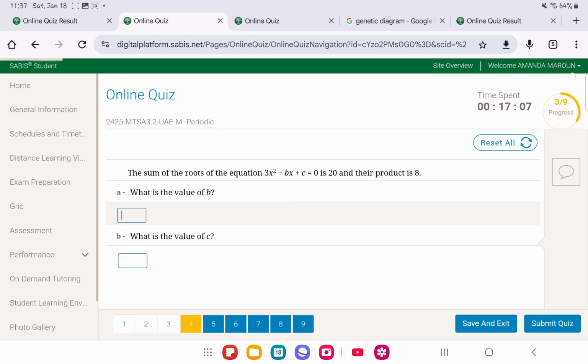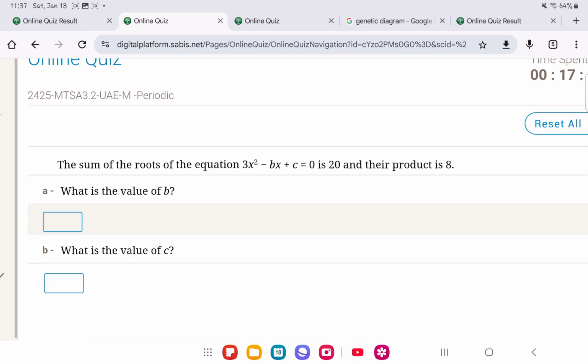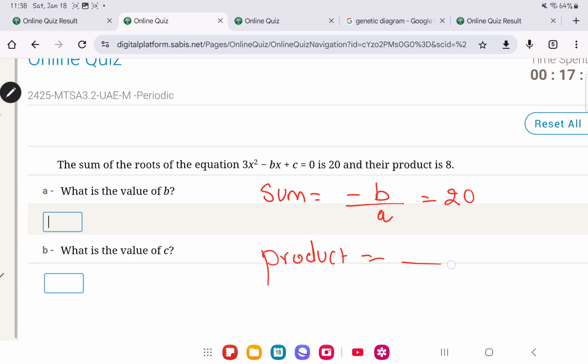Moving on to question number 4. They need the sum of the roots of this equation. Actually no, we are given the sum, which is 20. The sum we know is equal to minus b over a, which is equal to 20, and the product we know is c over a, which is equal to 8. So the sum in this case is minus b over a, we know a is 3, so we cross multiply and we get minus b is equal to 60.